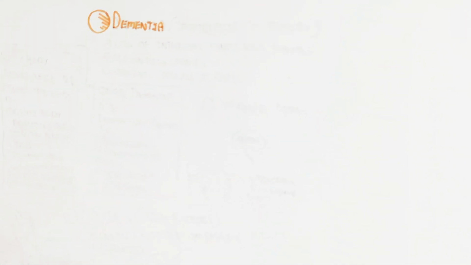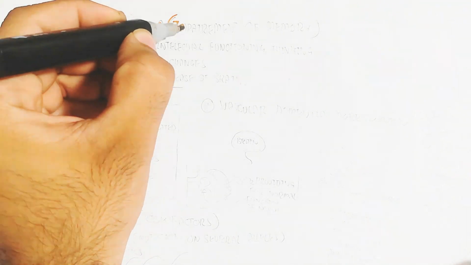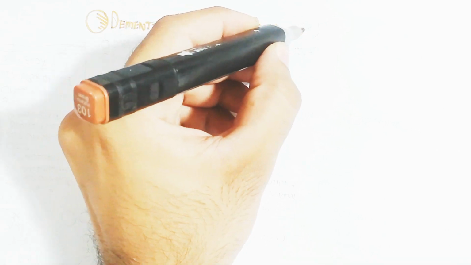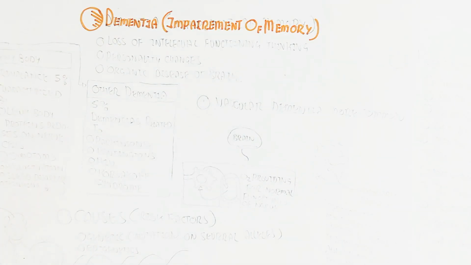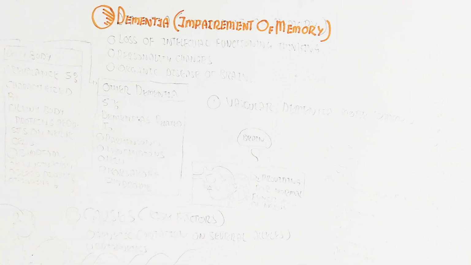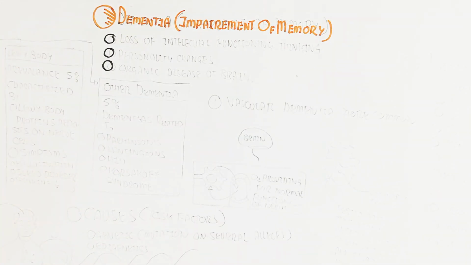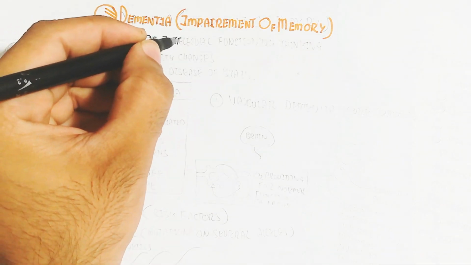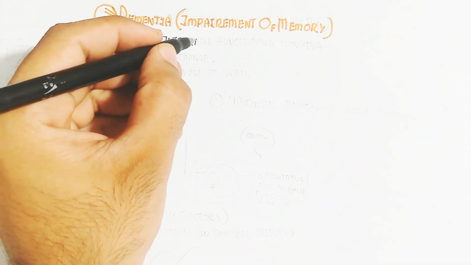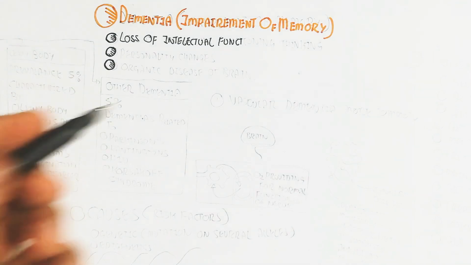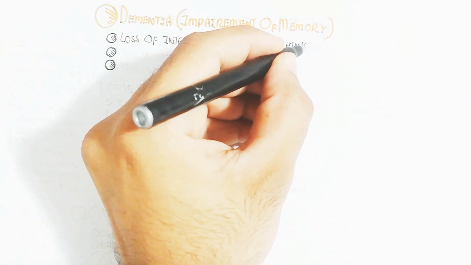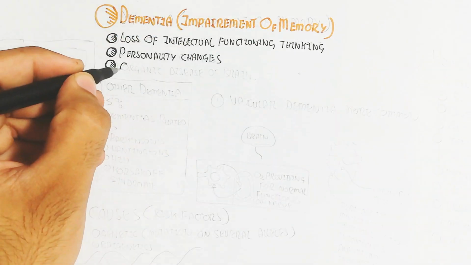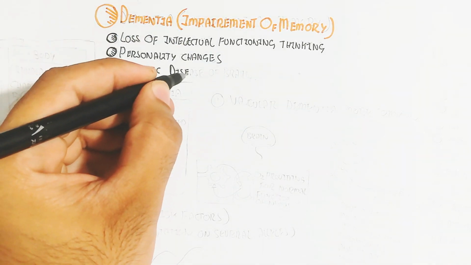So, what is dementia? Dementia is the impairment of memory. Basically, it is the loss of intellectual functioning, thinking, and personality changes. On the other hand, it is an organic disease of the brain, a neurodegenerative disease of the limbic system that will progress to the whole nervous system. The whole central nervous system is basically the brain.